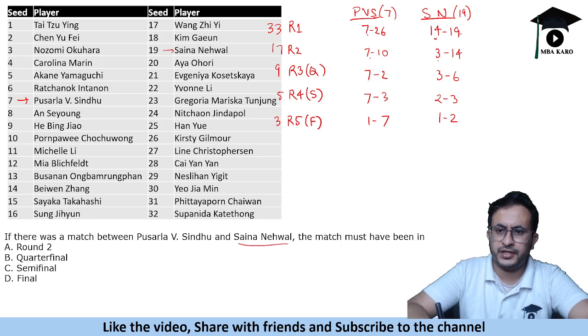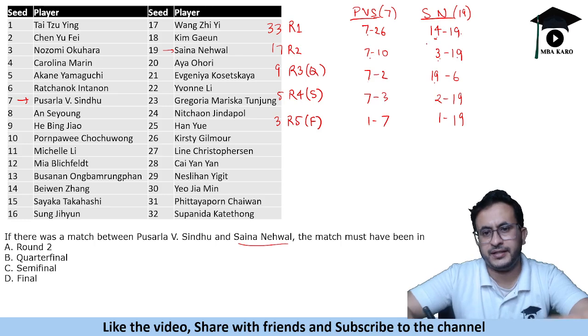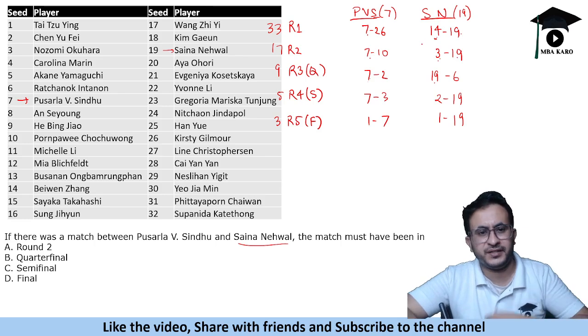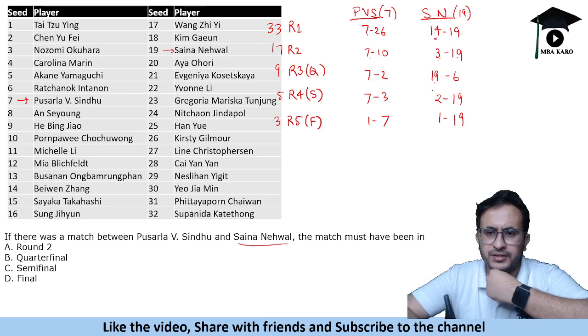Okay. Now 14 does not win, so it will be 3 versus 19. 3 does not win, so it is 19 versus 6. 6 does not win, so it will be 2 versus 19, and 2 does not win, it is 1 versus 19. Okay, so that means if they move ahead, 19 cannot come across 7 before the final itself, right?